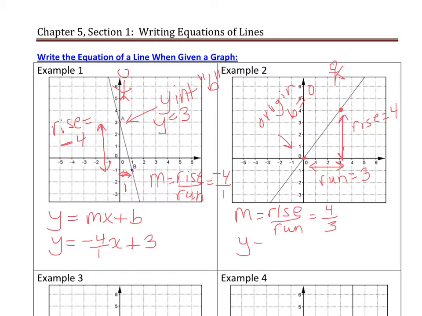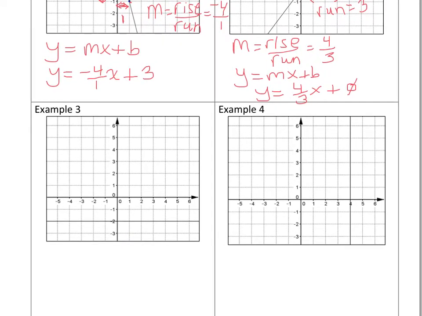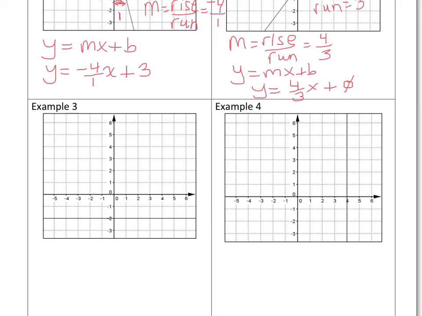And the equation of the line is y equals mx plus b. And we're going to bring it all together now. Y equals, our slope is 4/3 times x, and plus b. You could put plus 0 here if you wanted to, or you could just leave it off. Now let's take a look at example 3. Example 3 is a flat line.